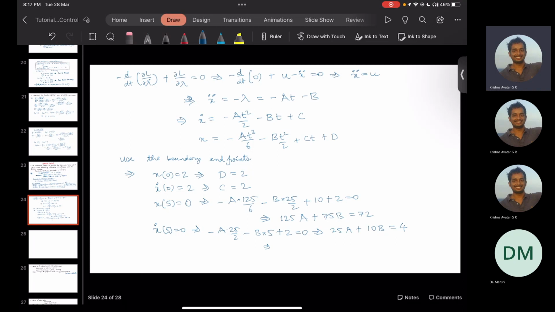And this gives us 125a plus 50b is equal to 20. Fine. And you'll know why I'm doing this. Now I'll call this equation 1 and equation 2. So 1 minus 2 gives us 75 minus 50 is 25b is equal to 72 minus 20 is 52. So this means that b is equal to 52 by 25.